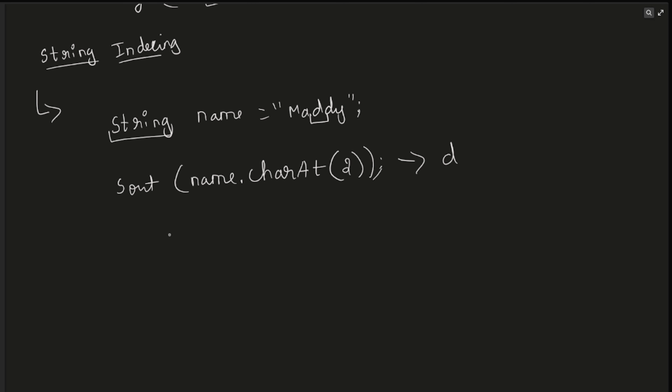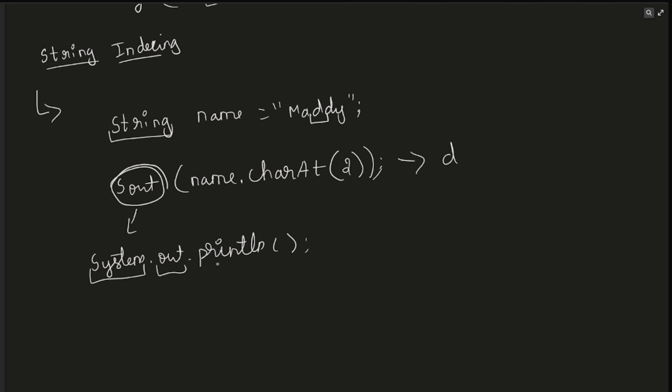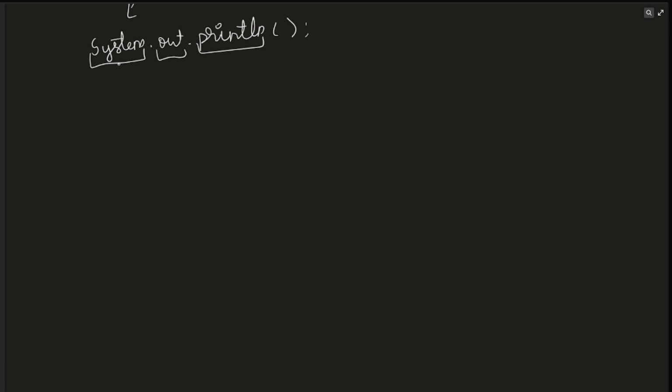Here I have one more important thing. This is not related to string indexing or string comparison. Have you guys ever doubted what this sout is, which is System.out.println? Have you ever doubted what the system, out, and println are? Let me just explain one by one. System is a class and out is nothing but a static final reference variable of type class PrintStream.